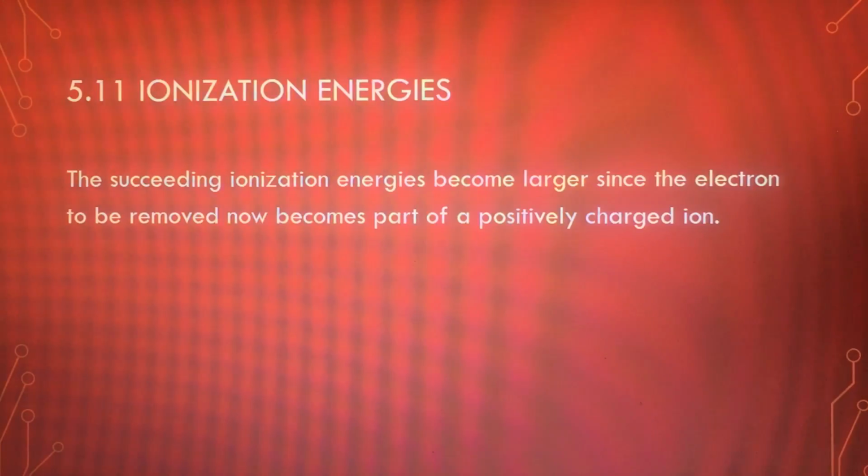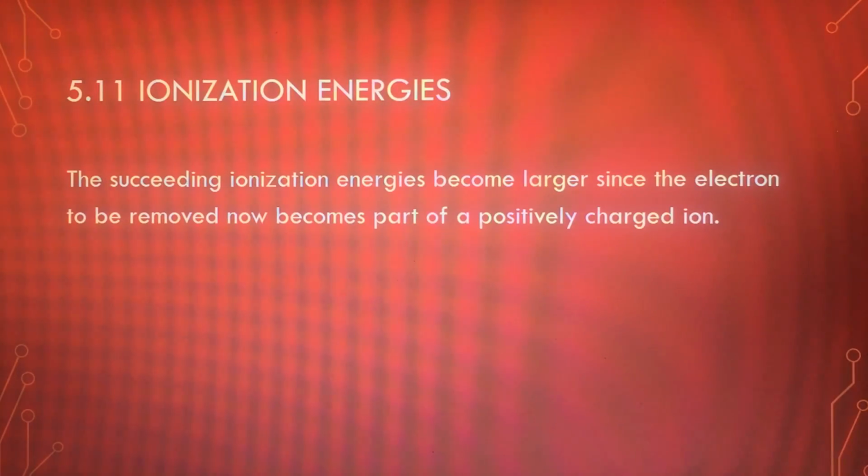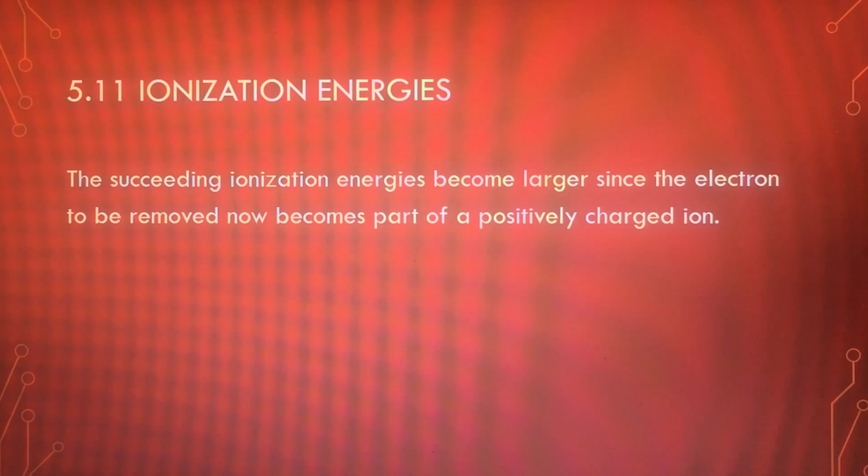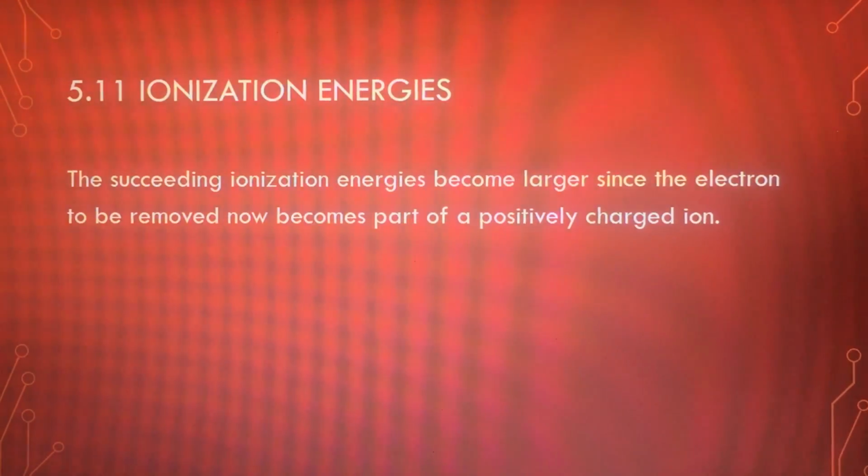Again, the succeeding ionization energies become larger, since the electron to be removed now becomes part of a positively charged ion. When we have a positively charged ion, or cation, removing the electron is harder since it is located nearer the nucleus. So try to recall our discussion on atomic radius and ionic radius as well.